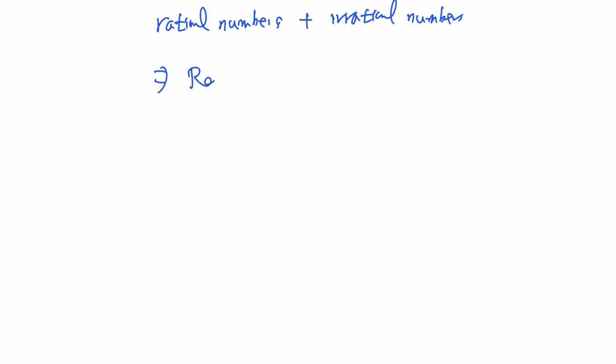And rational numbers together with irrational numbers form a real number system, called R. So from the practical point of view, the real number system is probably sufficient for many engineering problems and many scientific problems, right?